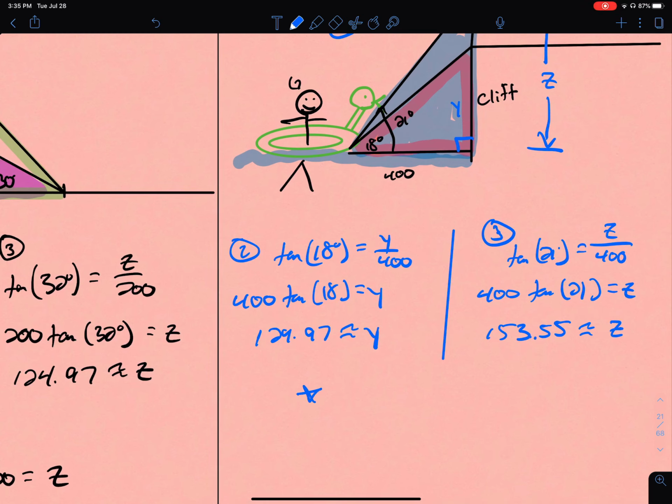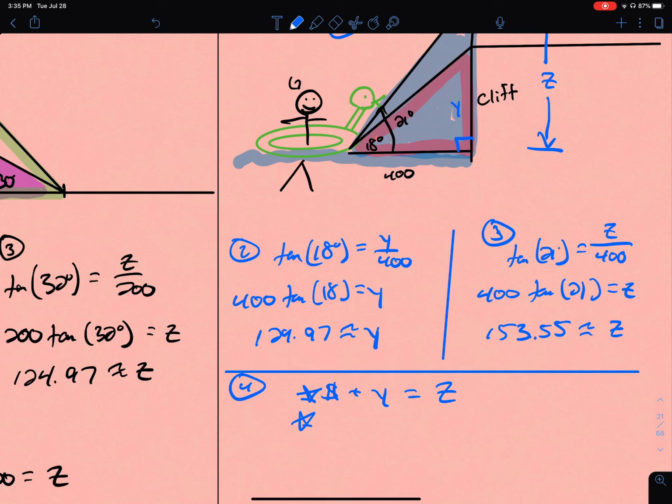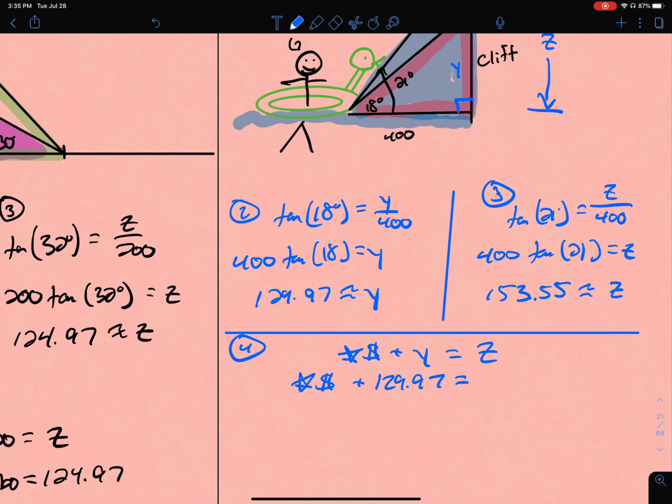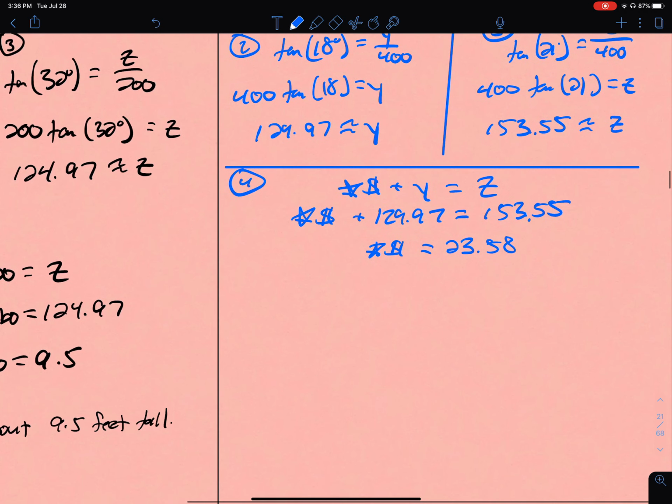If I add the Starbucks plus the height of the cliffs, that should equal the height of the Starbucks plus the cliffs. So it'll be step 4. Don't know what the Starbucks is? I do know that the cliff's height is 129.97 and that the height to the top of the Starbucks from the water is 153.55. I subtract 129.97 from both sides. I get that the Starbucks is about 23.58 feet tall.